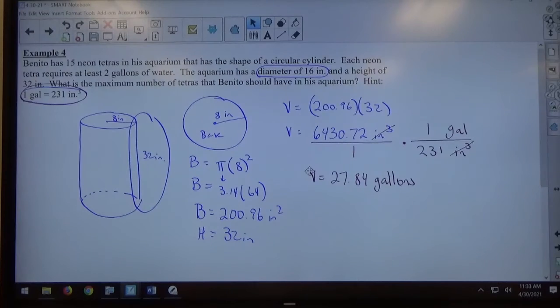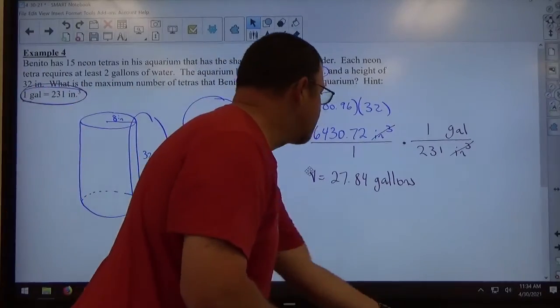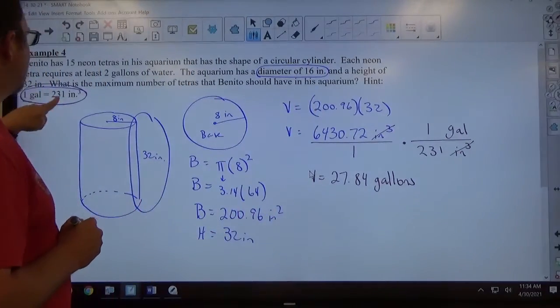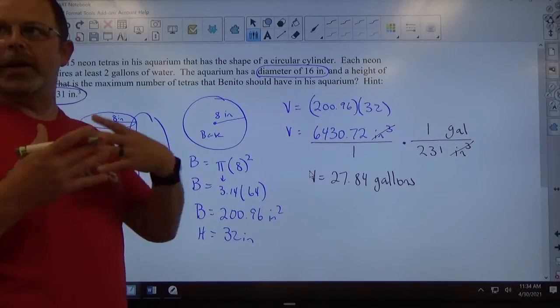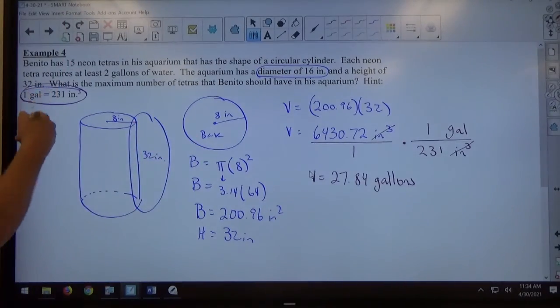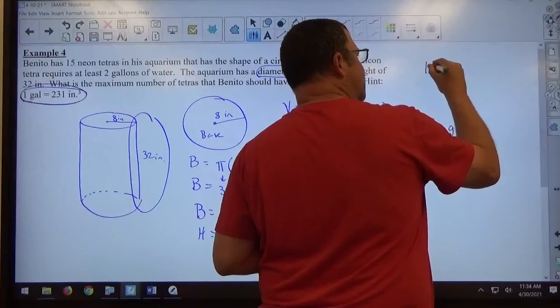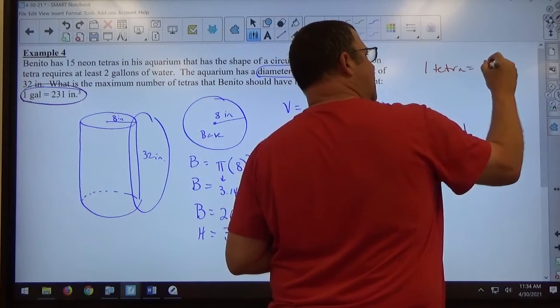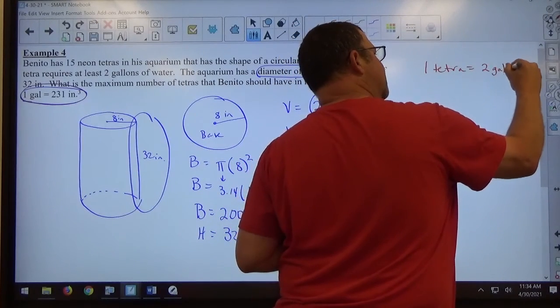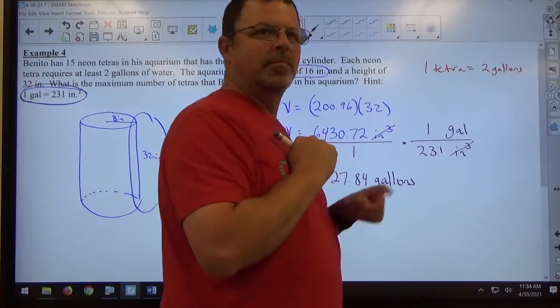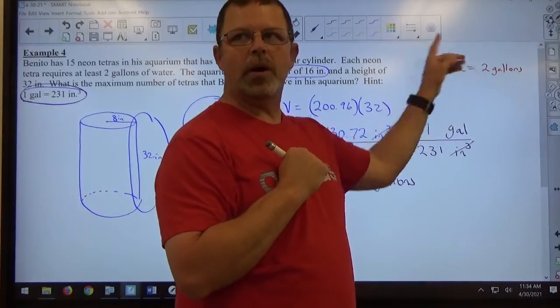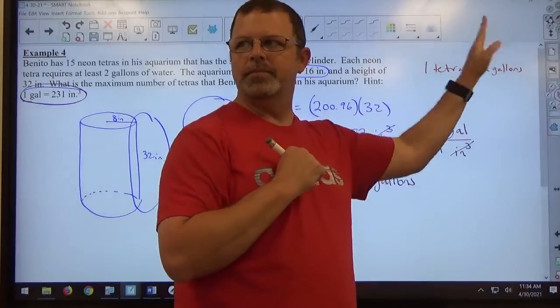Okay. Finally, we're supposed to figure out the number of tetras that we can safely have in this aquarium so they don't die. And Benito is a good pet owner. So, each neon tetra requires at least 2 gallons of water. So if I wrote an equality like this fact here, 1 tetra equals 2 gallons. Each tetra requires 2 gallons of water, so each tetra equals 2 gallons.